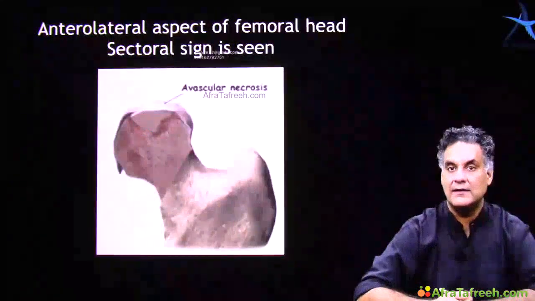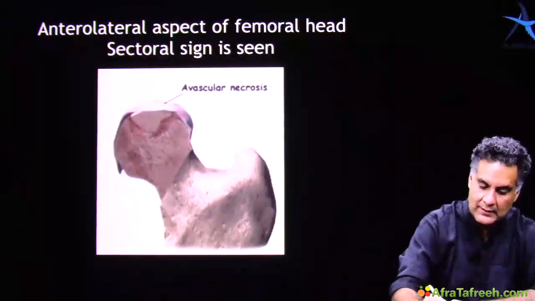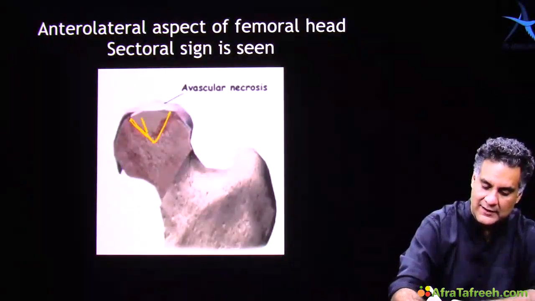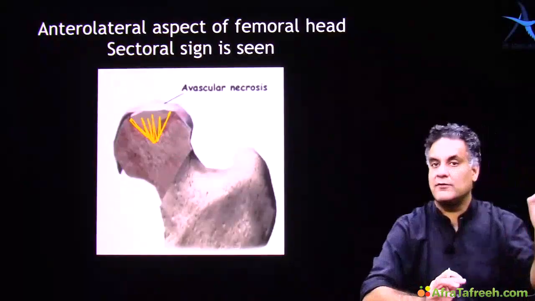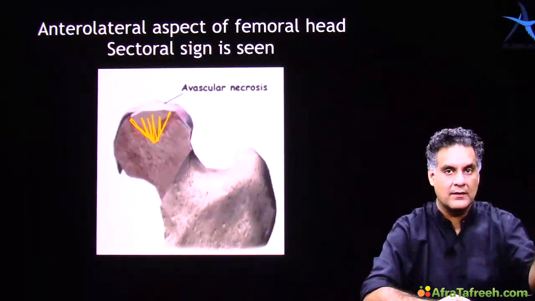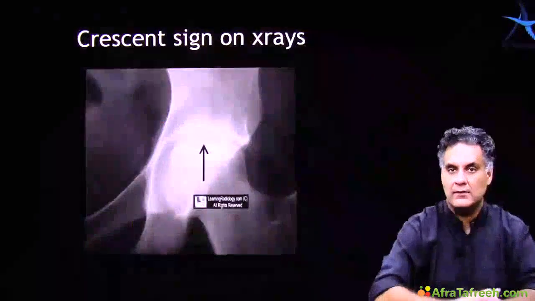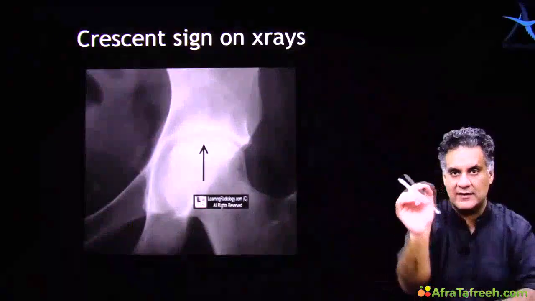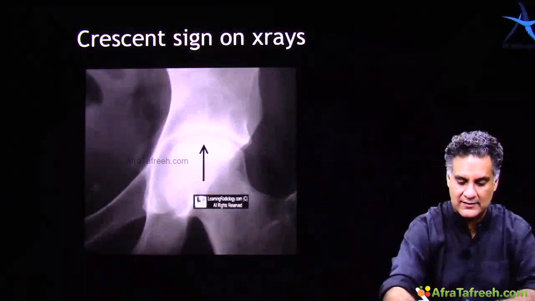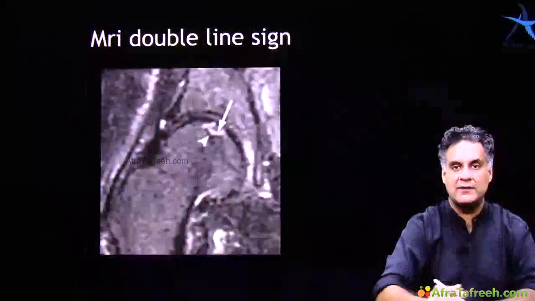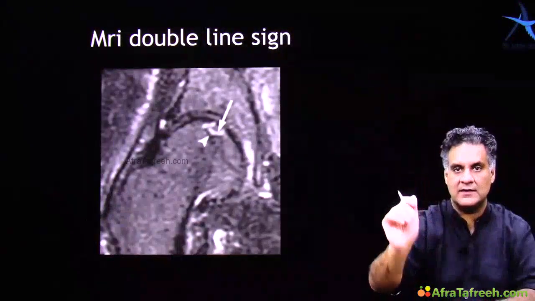And when you look at avascular necrosis of the head of femur, there is an anterolateral aspect which is defective. There is loss of abduction and internal rotation. The movement of the hip is different in different sectors, called the sectoral sign. On an X-ray, you will see a crescentic lucency, called the crescent sign. On an MRI, you will see 2 bright lines, called the double line sign.